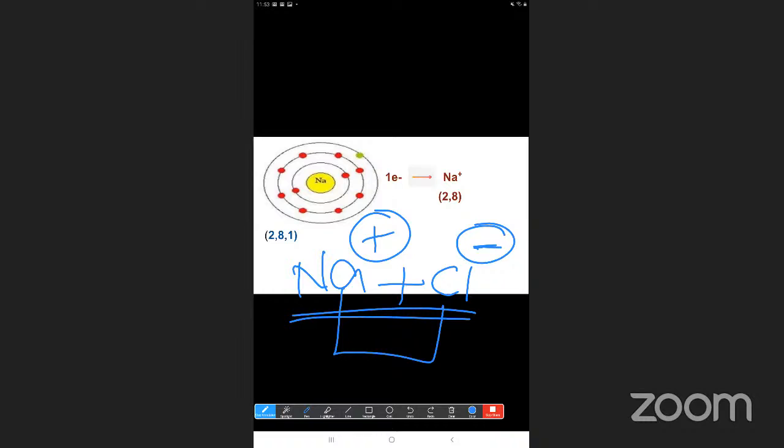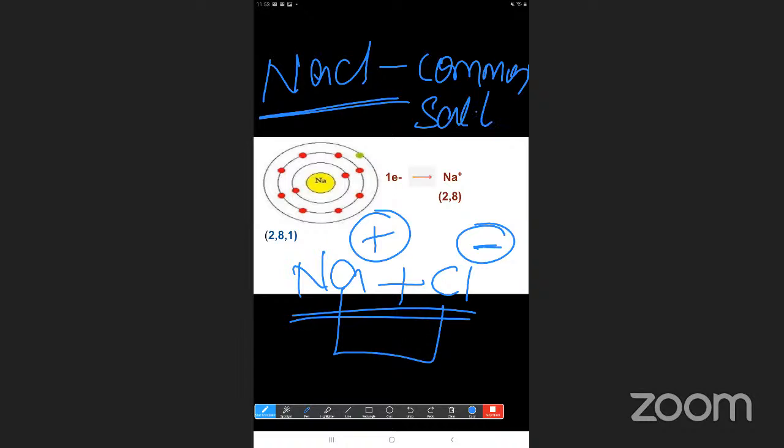Not in all cases will chlorine gain an electron from sodium or sodium lose its electron to chlorine. Only for the chemical combination, here these two share by losing and gaining the electron. Sodium loses one electron and chlorine gains that electron. Now it becomes NaCl, sodium chloride, the common salt that we use in our home. Like this, the chemical reaction will take place between the elements. This is NaCl, Na plus and Cl minus, the common salt.